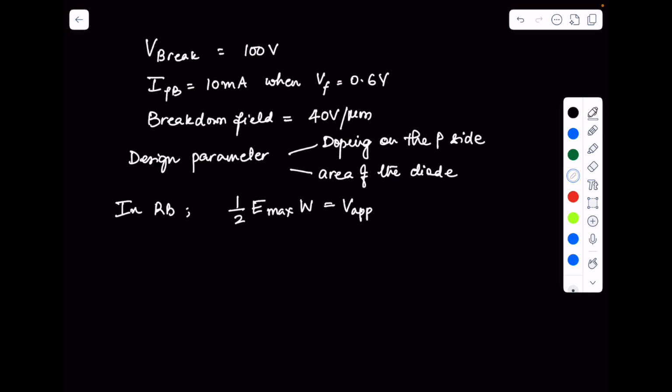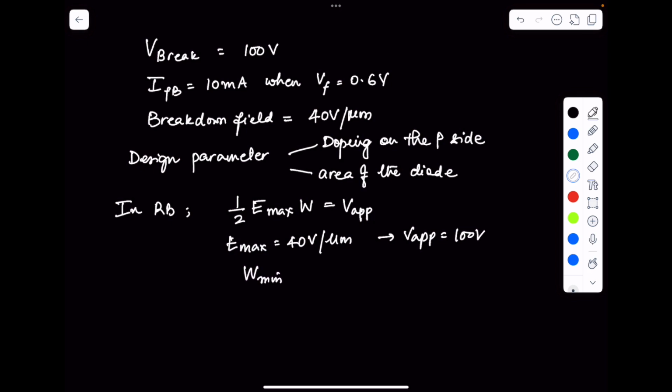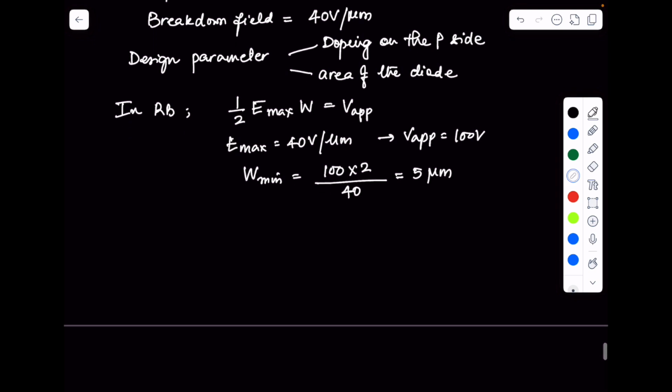Or in other words, when Emax is equal to 40 volt per micron, I should achieve this when Vapplied is 100 volts, right? So therefore I need to ensure my W is at least 100 into 2 by 40, or 5 micron. So I need to choose my doping concentration on the P side in such a way that when I apply 100 volt reverse bias, the depletion width is 5 micron.